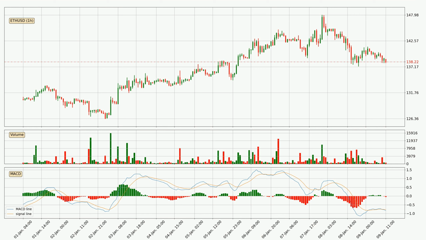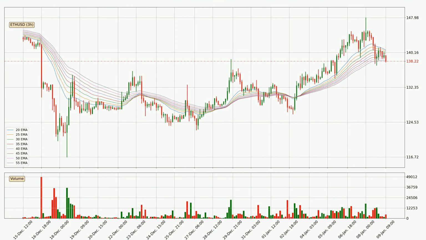Now looking at the current hourly MACD, the MACD line is below the signal line, which shows that the current trend is on the downside. We can expect the price to continue going down or perhaps remain at least stable because the MACD histogram shows the momentum currently being strong.